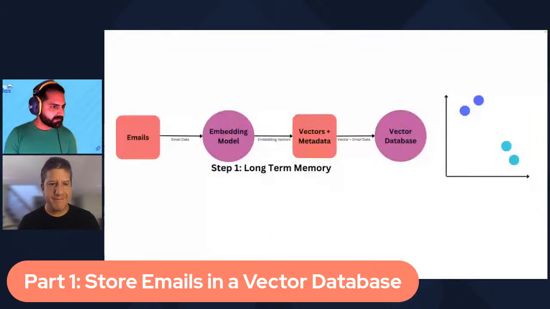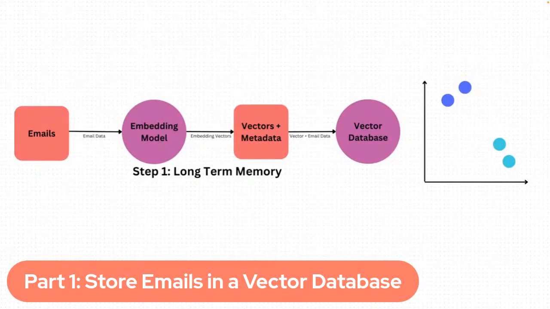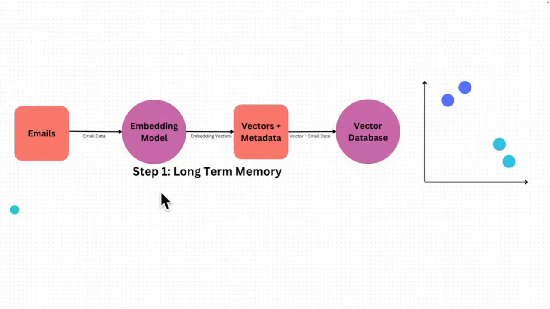So in this step 1, the way to look at it is first we have emails. We'll use the Nylas API to retrieve our emails. And then we're going to use an embedding model. What this is going to do is take data from the email. For example, if we have a summary of the email, we're going to pass that into the embedding model. It's going to create vectors for us.